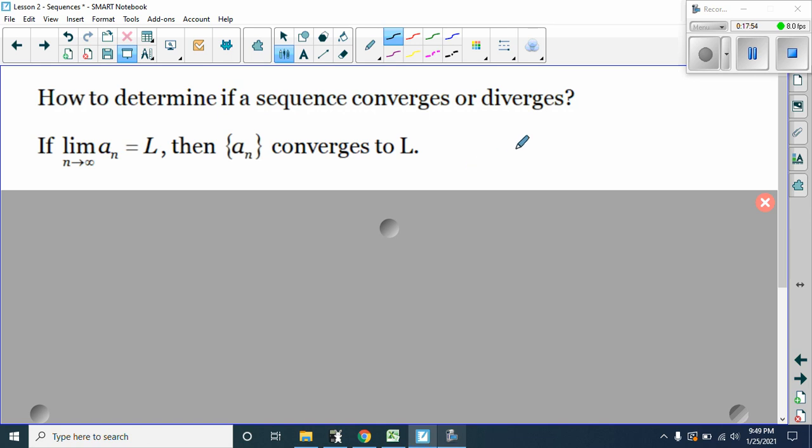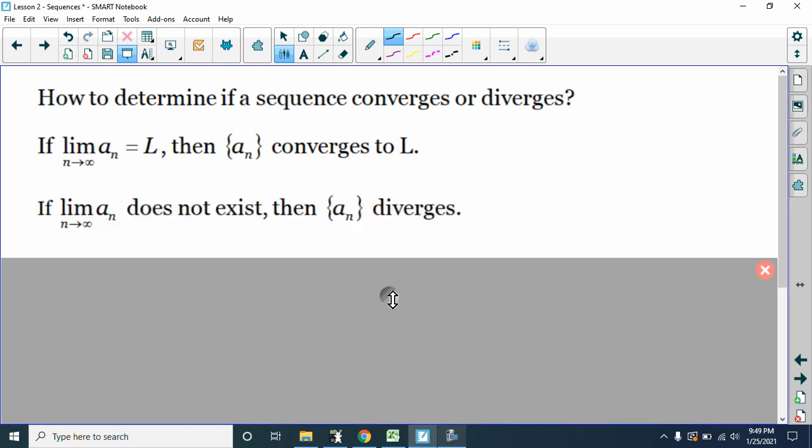And then the last thing we need to talk about for sequences is how to tell if a sequence is going to converge or diverge. So the sequence itself, not the series, so we're not adding it up yet. That'll be the rest of this unit. But the sequence itself converges to L if we take the limit as n approaches infinity of the sequence, and we get L. If the limit does not exist, then the sequence diverges.